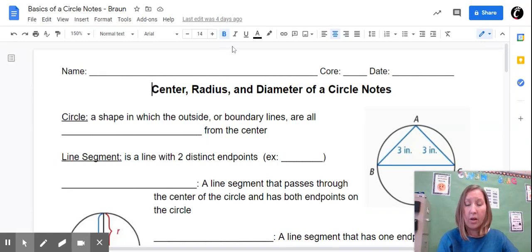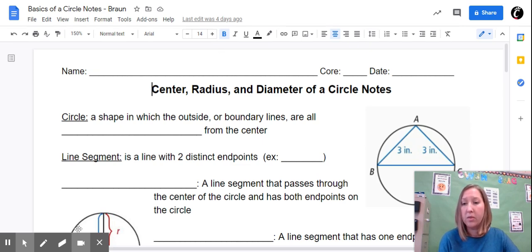Today, we're going to start our work on a new topic. We're going to be starting into topic 11, which is a focus on circles. So today, we're just going to start with some basic notes about circles. And we're going to focus on center, radius, and diameter.